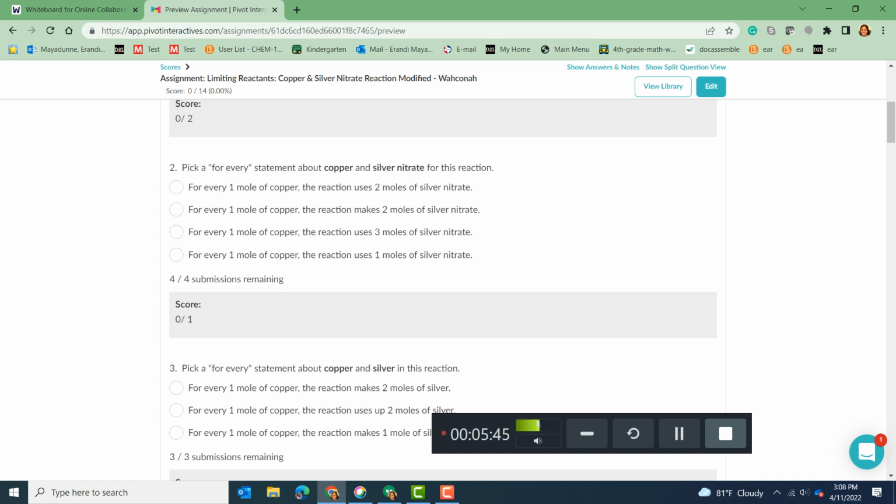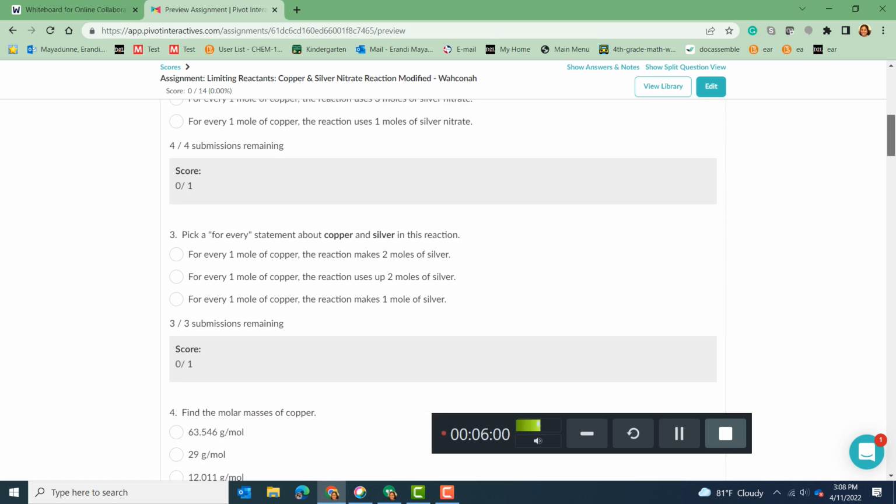For every 1 mole of copper, the reaction uses... no, I would pick this one. I mean, you can pick. Just think about it and you can pick the reaction. And then they say there's another one.